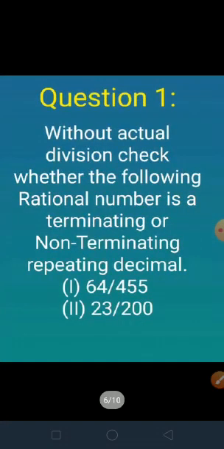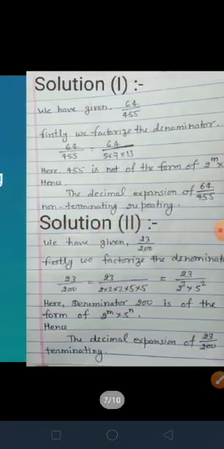Next, we take a question to check clearly. Question number 1 is here. Without actual division, check whether the following rational numbers are terminating or non-terminating repeating decimals. The first is 64/455 and the second is 23/200. Now let's see the solution.